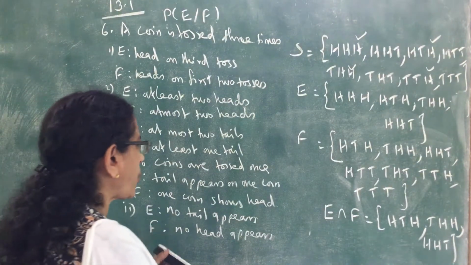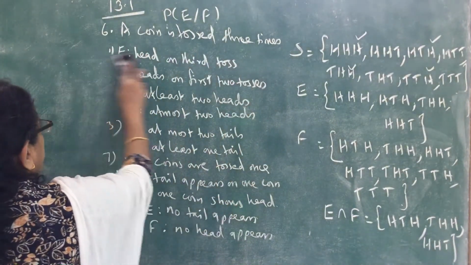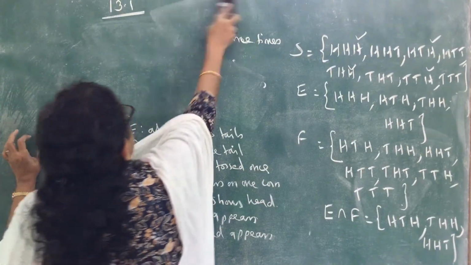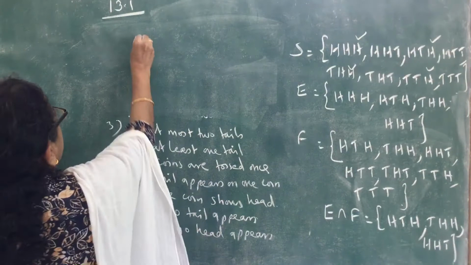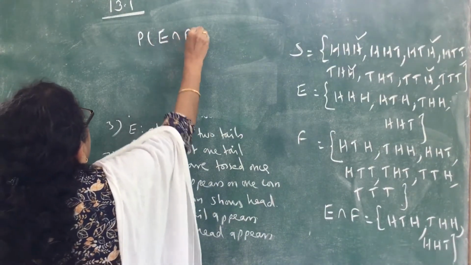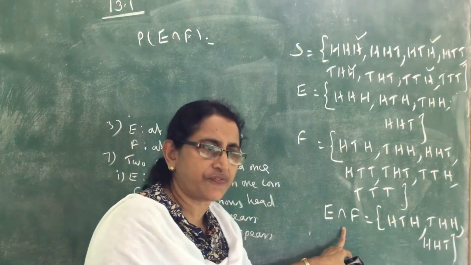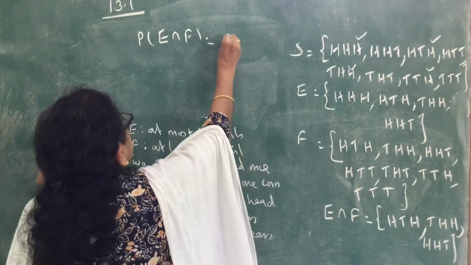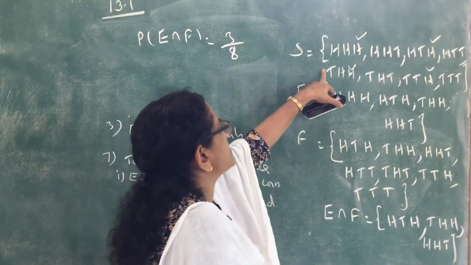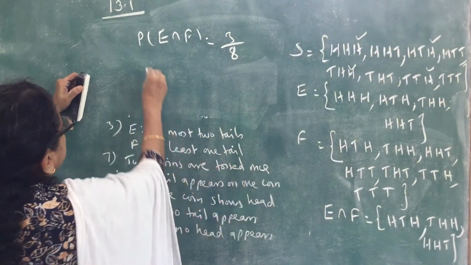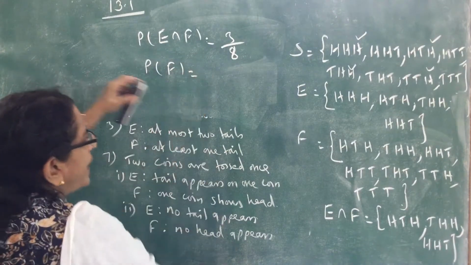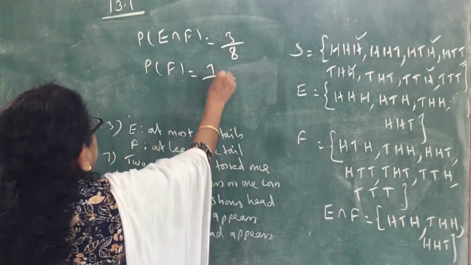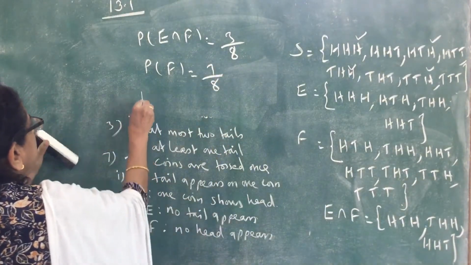Now find the probability of E intersection F, equal to the number of E intersection F. How many elements are there in E intersection F? 1, 2, 3. So 3 divided by 8, the total number of elements in the sample space. Then probability of F equals the number of F: 1, 2, 3, 4, 5, 6, 7. So 7 by 8. Now find the probability of E given F.